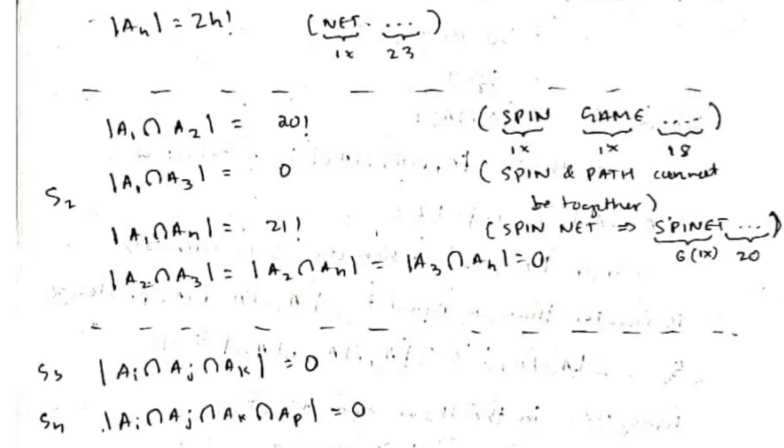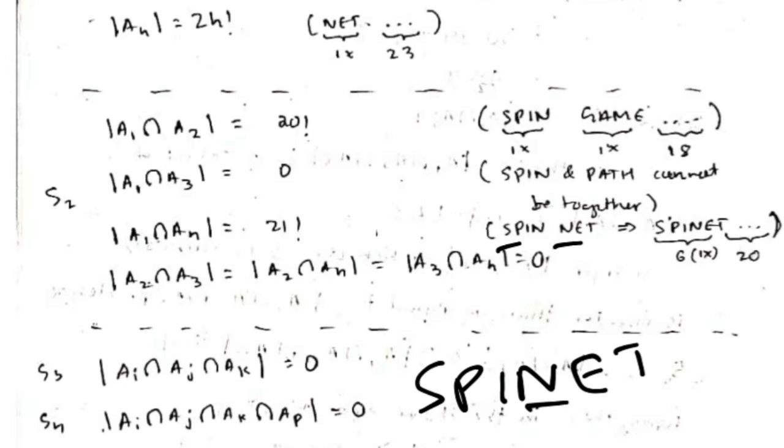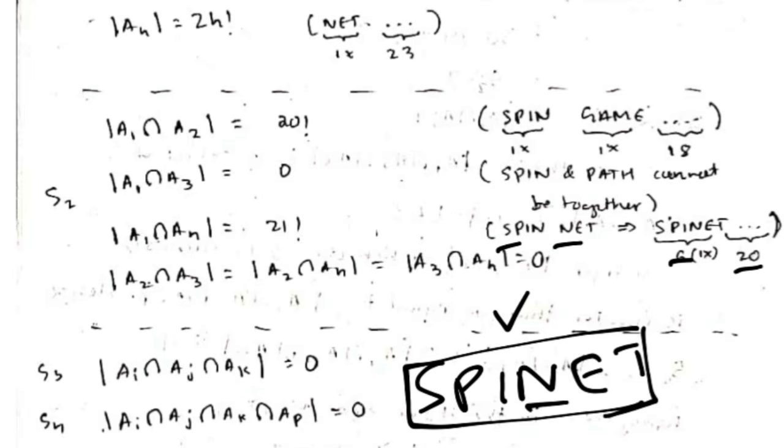Then in the similar way, spin and net. Spin and net can be formed by taking N as a single term, so this term is possible. In that way, if we take 6 letters in common and treat this as one word, then the total number of ways will be 21 factorial. In that way we will calculate the value of S2, and S3 and S4 are 0, and the required number will be S0 minus S1 plus S2 minus S3 plus S4.